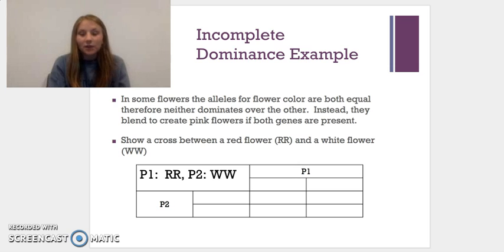Show a cross between a red flower, capital R, capital R, and a white flower, capital W, capital W. And so you can see in the box below that you have parent 1, capital R, capital R, parent 2, capital W, capital W. And then what I'd like you to do is attempt to create this type of a Punnett square. So if you're able to put the correct letters under parent 1 and to the side of parent 2, you can do the cross. And then I would like you to pause the video, do this cross here, and then resume the video, and we'll give you the answers.